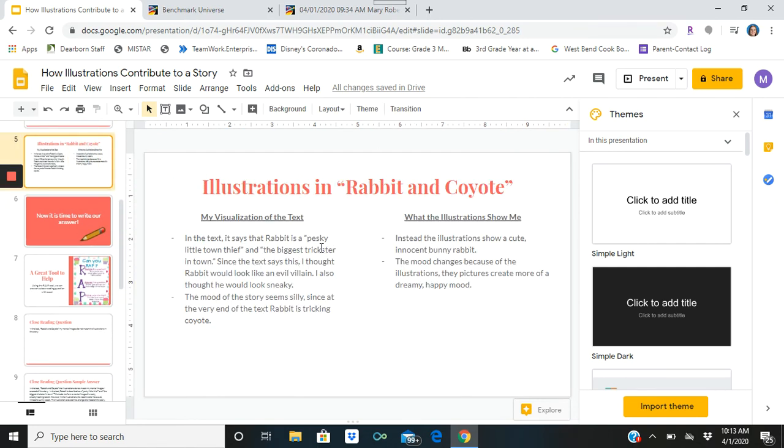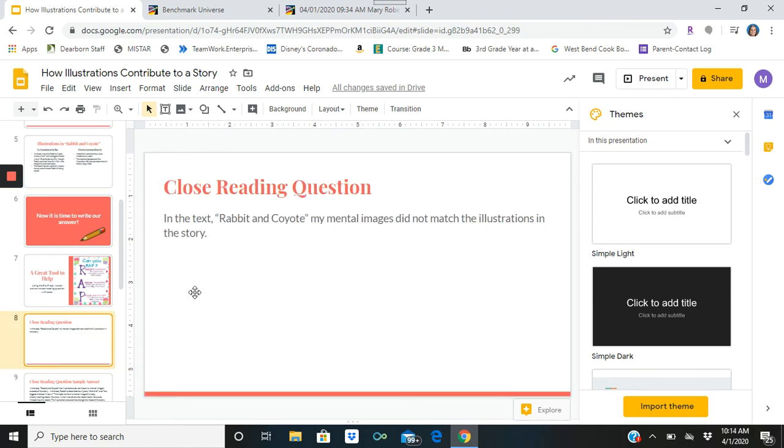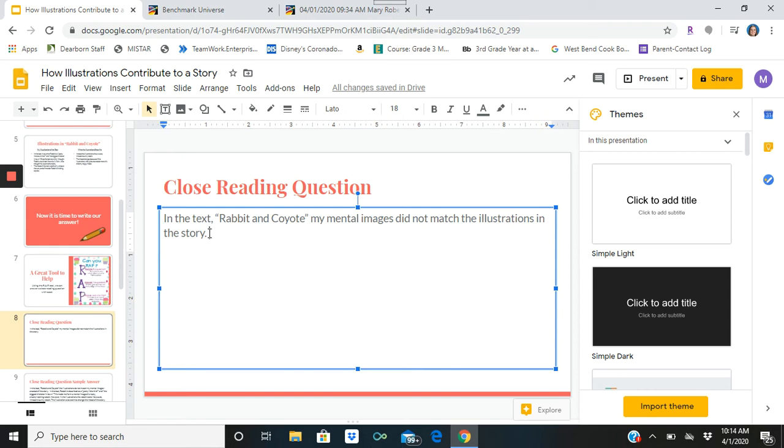So it says here, pesky little town thief. Did that come exactly from my book? Yes, it did, and that's in quotation marks. And the biggest trickster in town. That came exactly from the text. So I'm going to take that and talk about how I thought he would look like an evil villain. So I'm going to type that out right now.